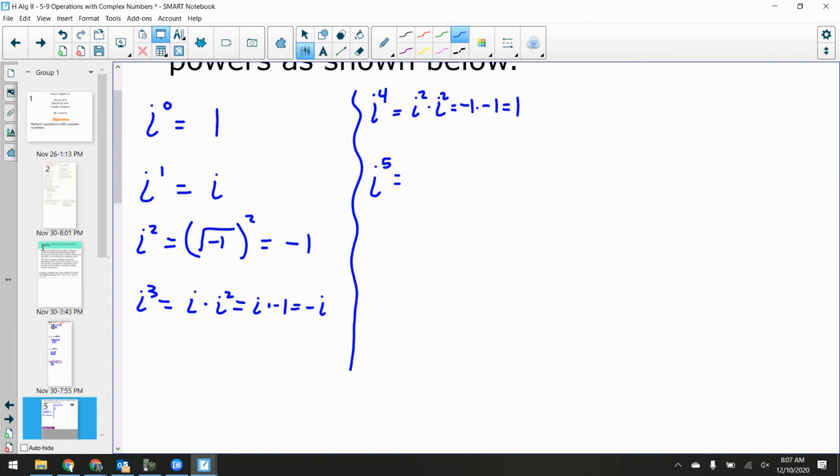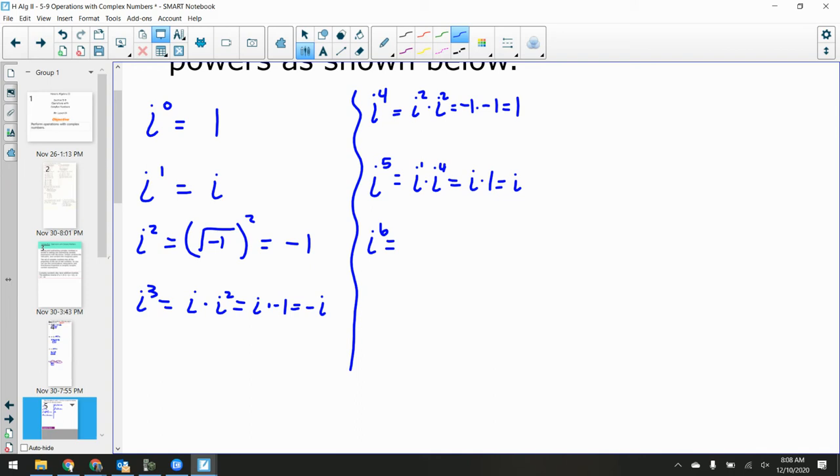Let's check i to the fifth. Well, wouldn't i to the fifth be i times i to the fourth? Like i to the first times i to the fourth? Because I would add exponents, it would be i to the fifth. Well, that's like saying i times, what's i to the fourth power? What did we just find it to be? So i to the fifth is just i. It's still counterintuitive. It'll just be i. Just wait.